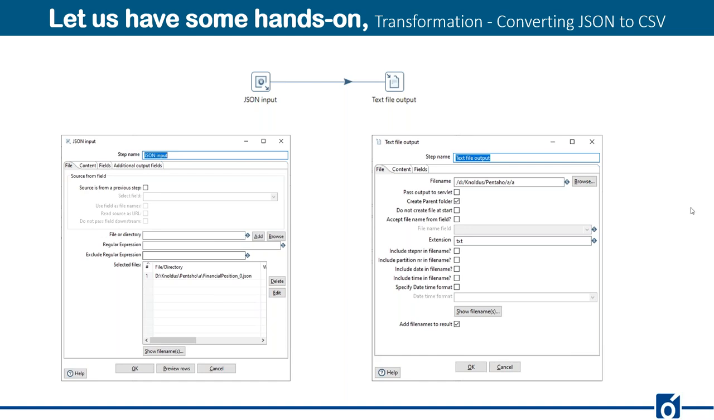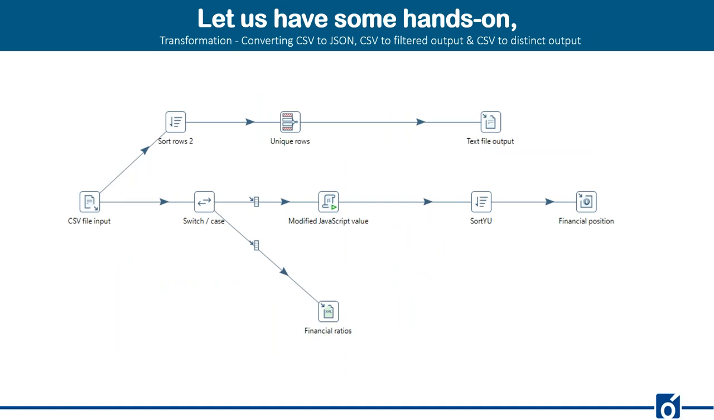Just a minute. Okay, so now let us move to another transformation. This is a bit complex, right? It looks complex. What it is doing: a CSV file is getting read, and there are three branches. One is right from the beginning. It reads data, does some operation, makes some records unique, and provides those records to some output file.